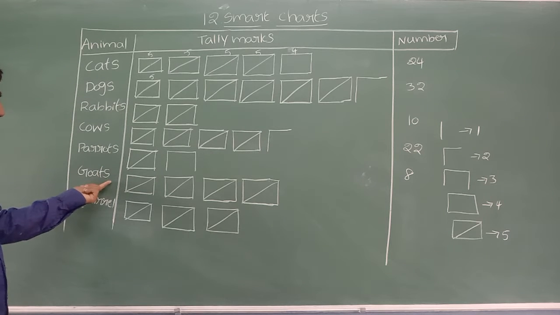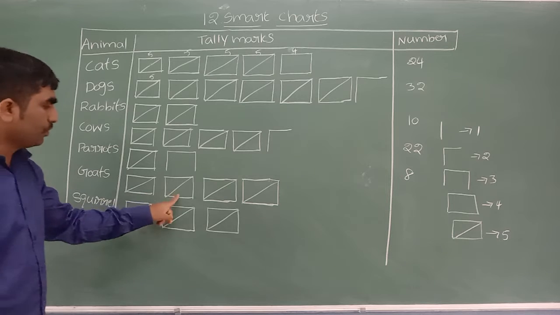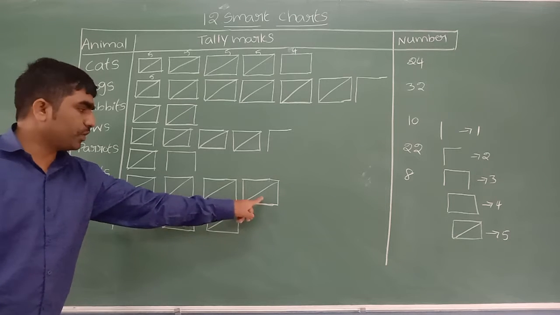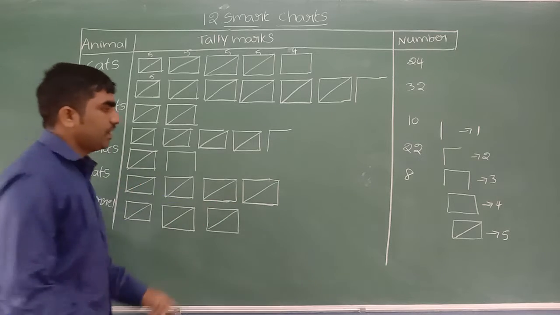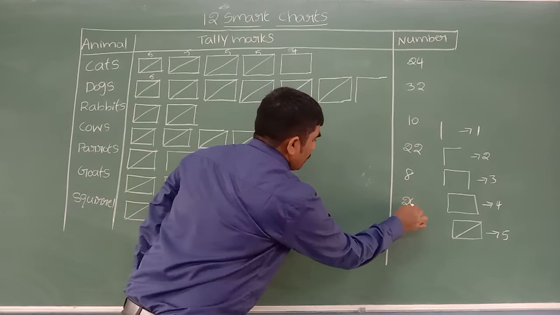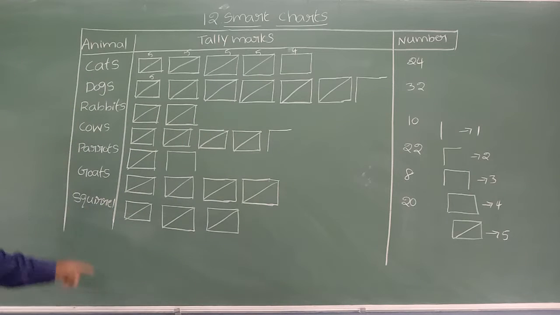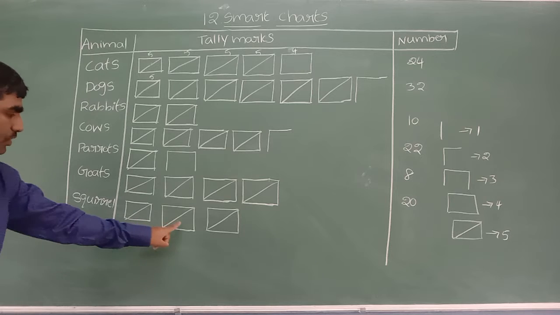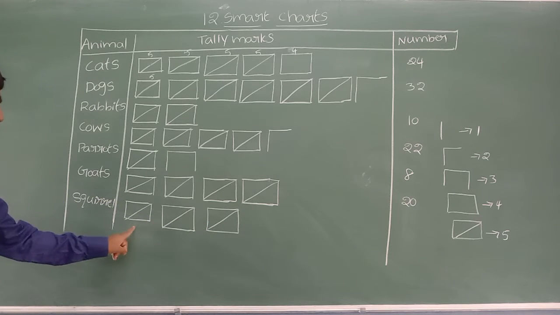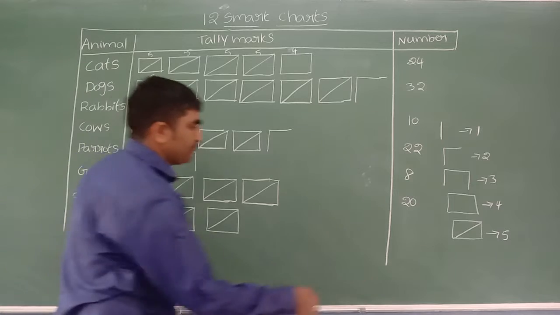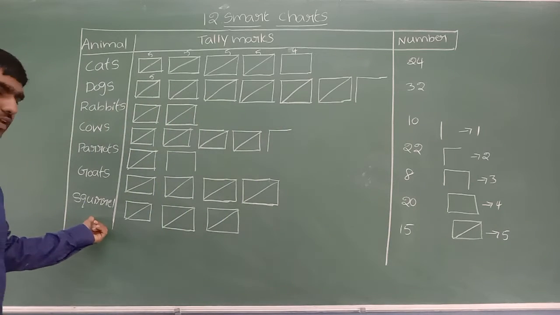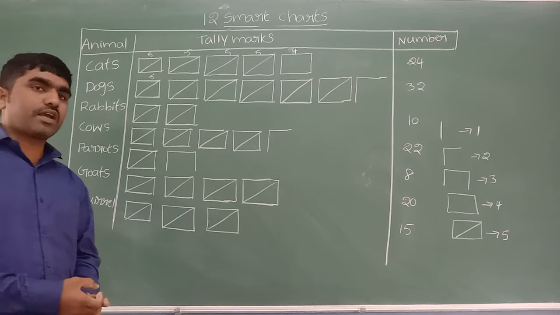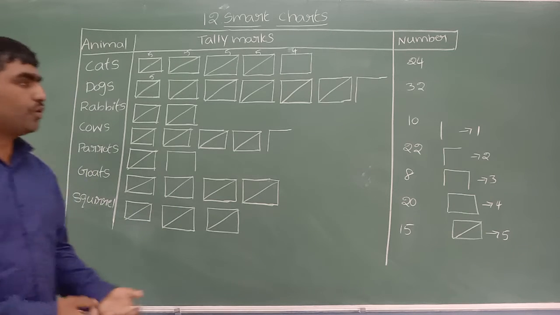And next we can see goats. 1, 2, 3, 4. 4 boxes there. Each box tells about 5 students. 4 fives are 20. So in total there are 20 students who have the pet animal as goat. Squirrel. 1, 2, 3. Each one is 5. So 3 fives are 15. There are 15 students who have the pet animal as squirrel. So that is the way we can count and write. Hope this is clear.